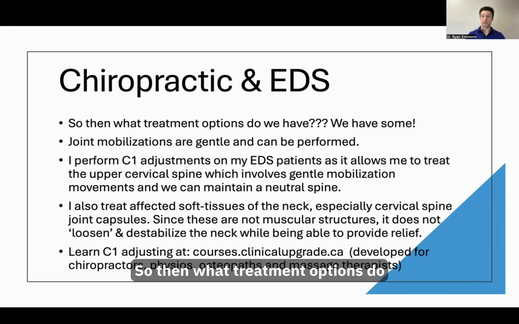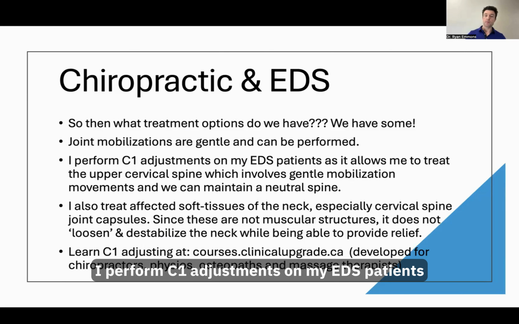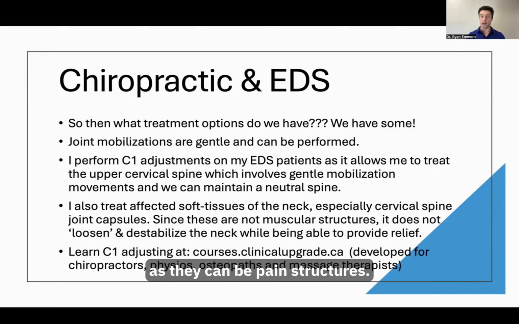So then what treatment options do we have? Well, we do have some. Joint mobilizations are gentle and can be performed. So in my clinic, I perform C1 adjustments on my EDS patients as it allows me to treat the upper cervical spine, which involves joint mobilization movements, and we can maintain a neutral spine. I also treat affected soft tissues of the neck, especially cervical spine joint capsules, as they can be pain structures. Since these are not muscular structures, it does not loosen or destabilize the neck while being able to provide relief.